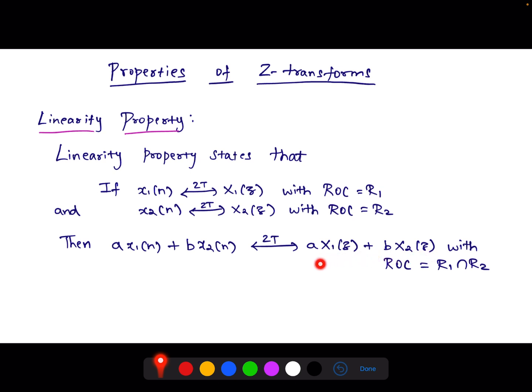So we should note that here the capital X1 is the Z transform, and here also you have capital X2, which is again the Z transform, whereas on this side you have small x1 and small x2, which are nothing but the sequences. In this case we will have the ROC to be R1 intersection R2, that is the common region between R1 and R2. Now let us prove this result.